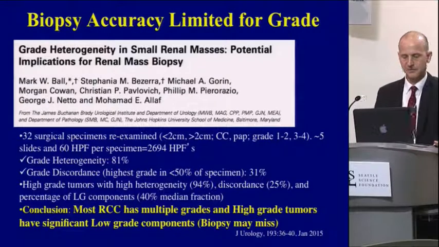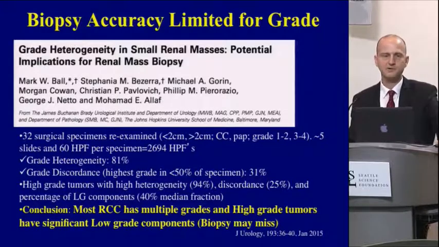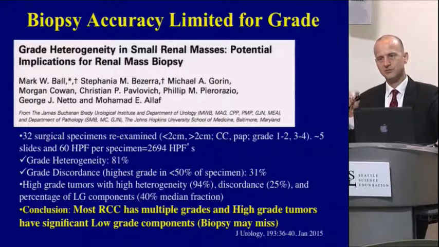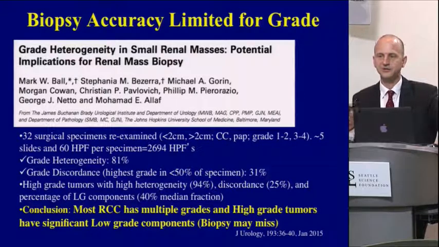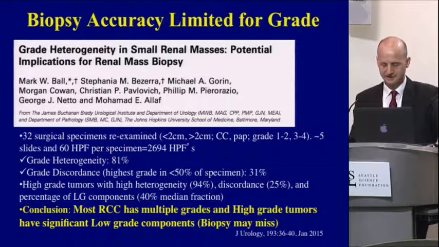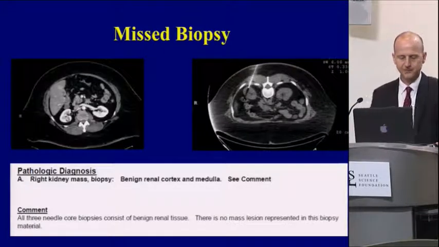And this is a paper from the Hopkins group, basically where they took multiple sections on pathology looking for grade heterogeneity, finding a significant amount of grade heterogeneity in these tumors. So that begs the question of sampling error on biopsy, that you're not necessarily going to hit the highest grade part of the tumor. Here's a missed biopsy.